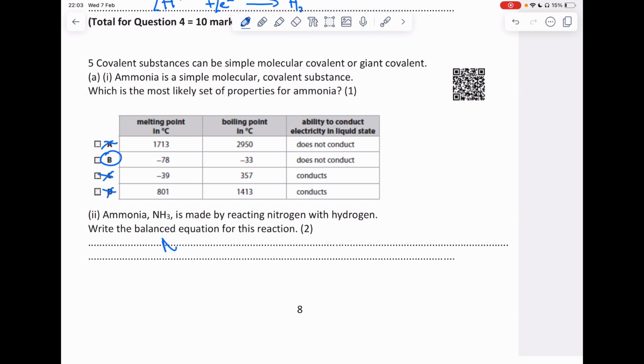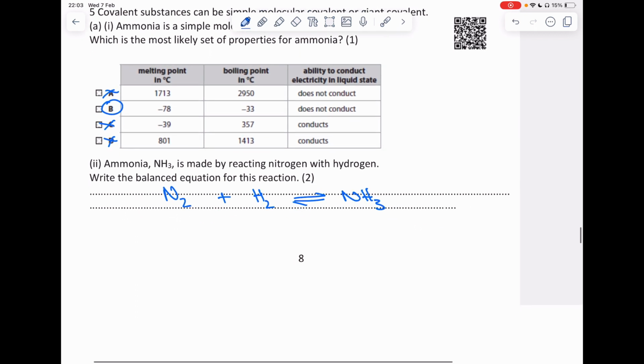Okay, production of ammonia. So it's nitrogen, remember nitrogen is diatomic, plus hydrogen, also diatomic, and then your reversible arrows to show it's making ammonia. And then what we have to do is count the number of atoms on each side. So here we've got two lots of N, two hydrogens, and then we've got one N, and we've got three hydrogens, so it's not balanced.